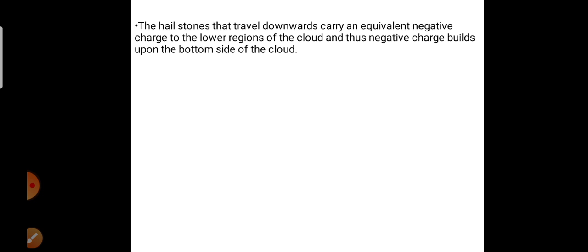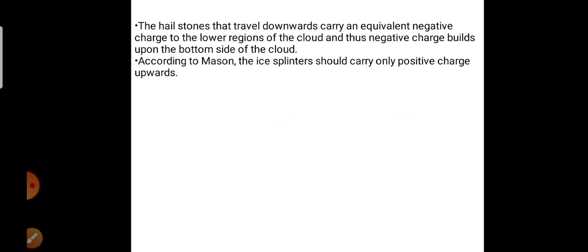The hailstones that travel downwards carry an equivalent negative charge to the lower regions of the cloud, and thus negative charge builds up on the bottom side of the cloud. This is the reason why I showed you the cloud model according to Simpson's theory, where the bottom of the cloud was negatively charged.